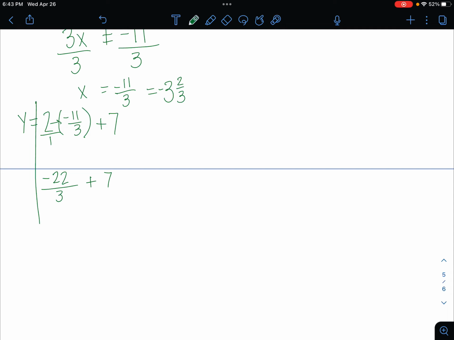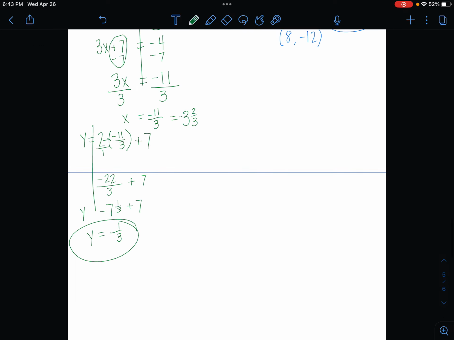I'm now going to change that into an improper fraction. 3 goes into negative 22 7 times with 1/3 left over. And it's a negative, and then plus 7. So negative 7 1/3 plus 7 is equal to negative 1/3. So that's our y value.